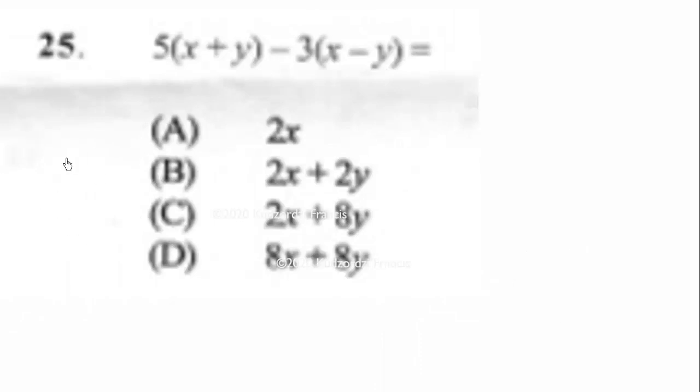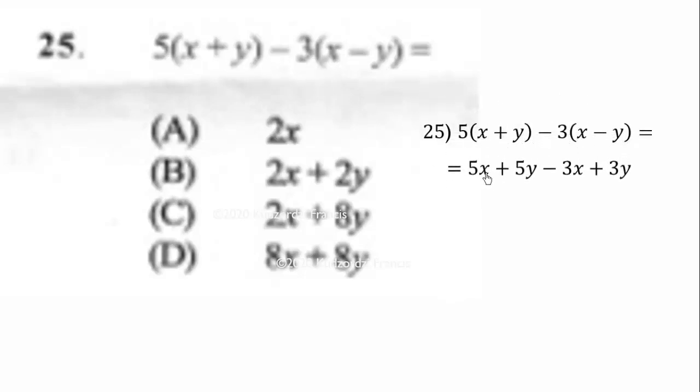We want to simplify this. That is, we want to expand and group like terms. So this will give us 5x plus 5y. This will multiply this to get 5x. Then this will multiply this to get 5y. Then this and this will give us negative 3x. And remember, negative becomes positive.